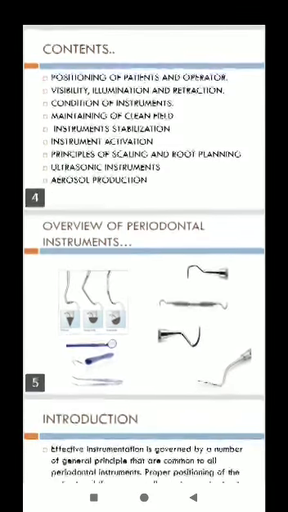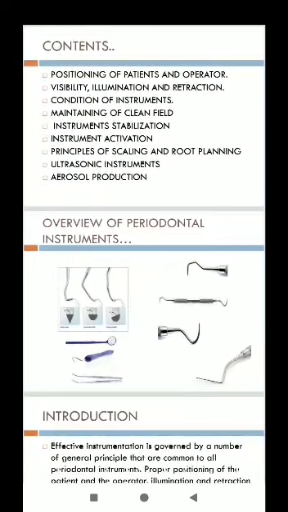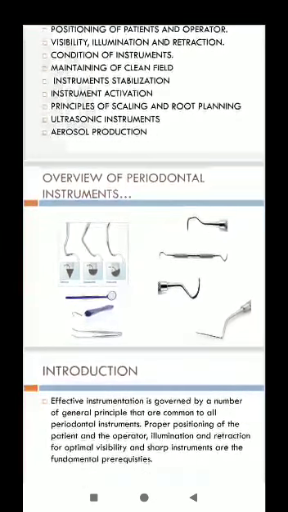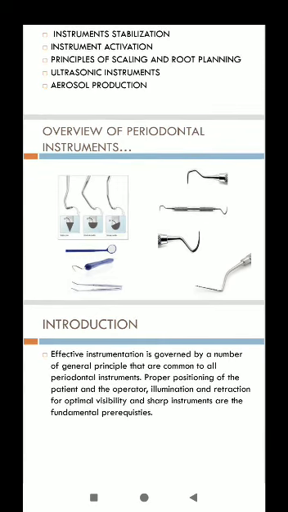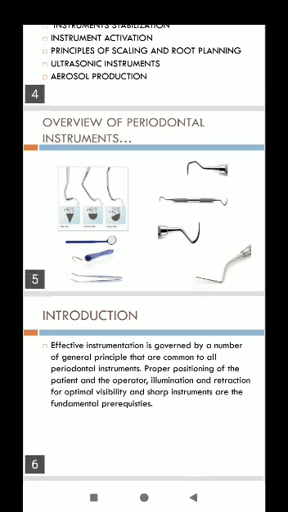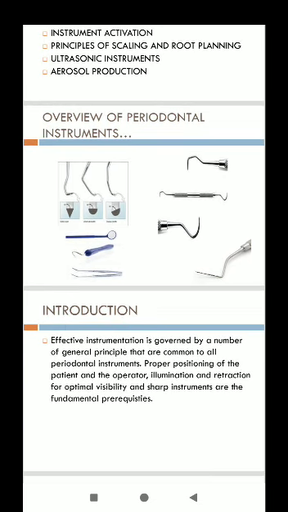Here is the overview of periodontal instruments. We can see all the various types of periodontal instruments, from the diagnostic to the treatment instruments. It starts with the basic diagnostic instruments called mouth mirror, probe, tweezer, and treatment related instruments known as curettes, and certain types of explorers.